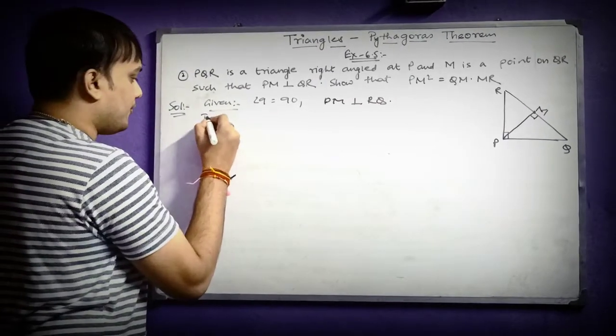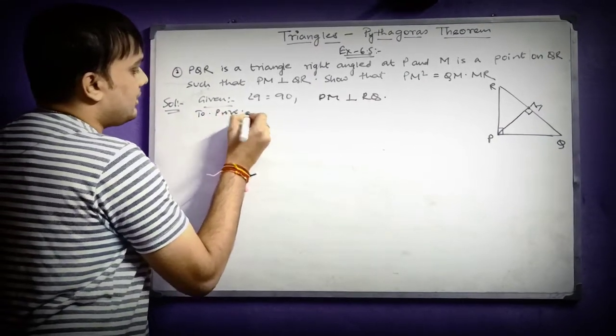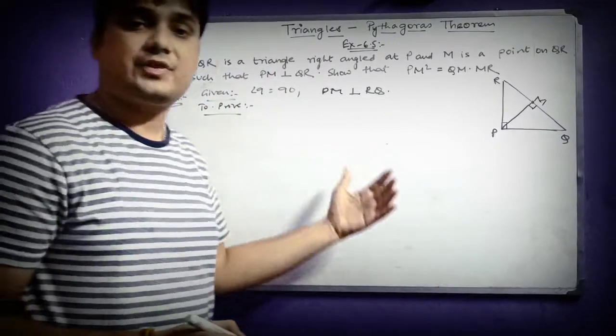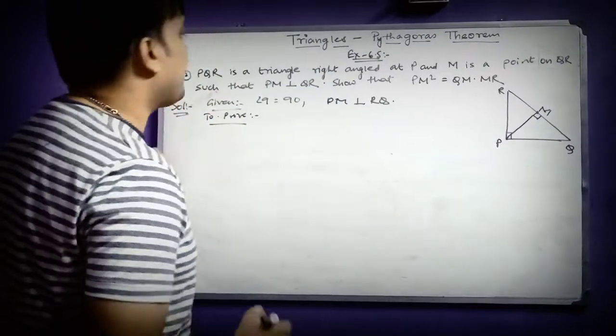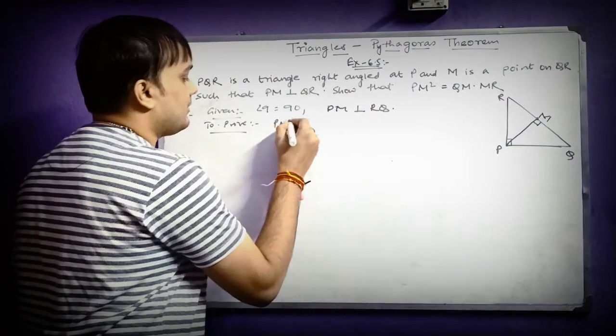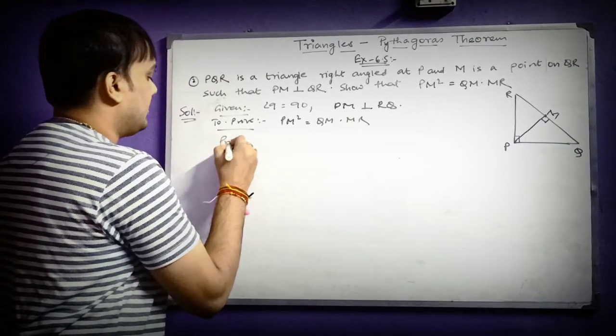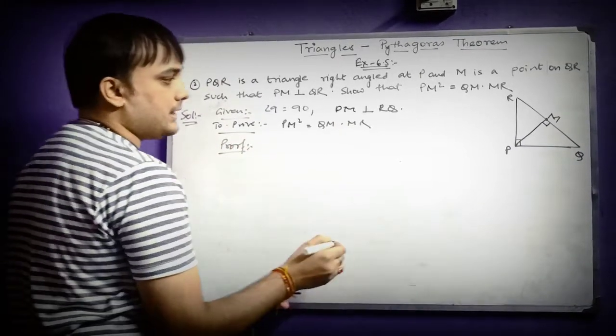What we need to prove? This is the way you have to solve the questions. First you write the given, then you write the to prove statement and then the proof. To prove statement is PM square is equal to QM dot MR. Okay.